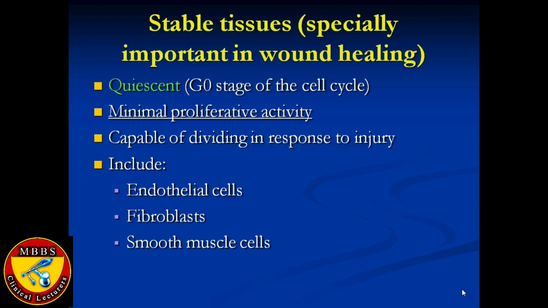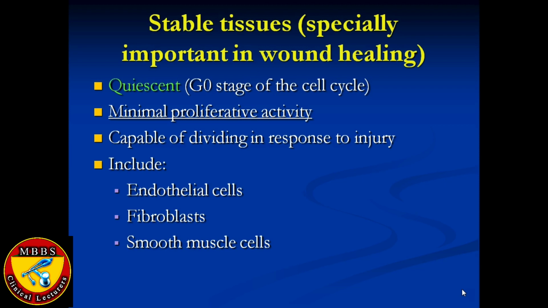Now, the second category of cells, depending on their intrinsic ability to divide, are the stable cells, which under normal conditions are not dividing. They are quiescent. They are in G0 stage of the cell cycle, but they have minimal proliferative activity. That is, they can be made to divide under special circumstances, like that of tissue injury.